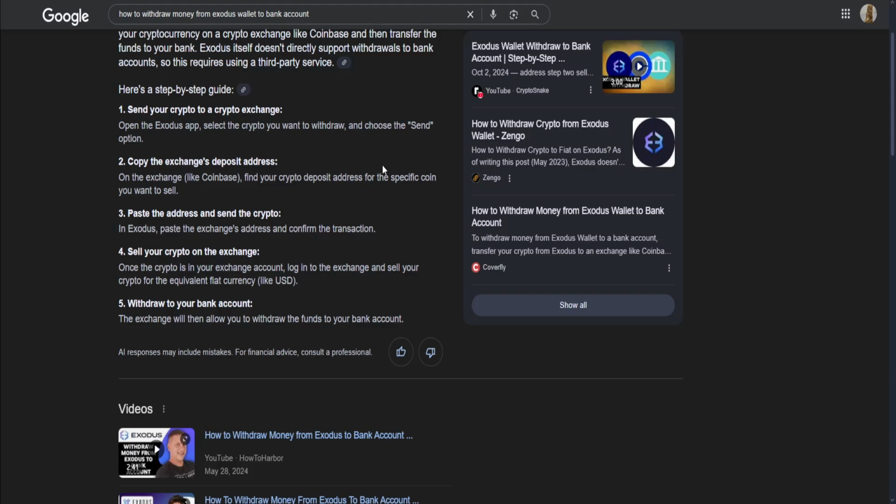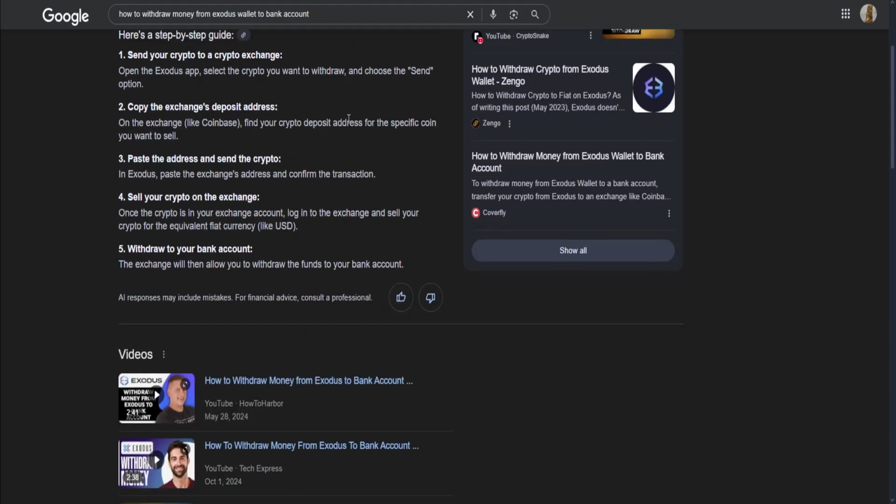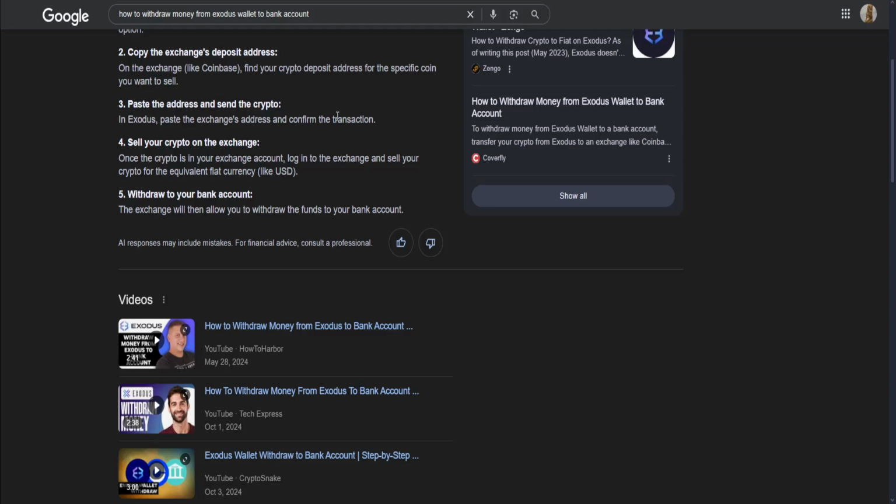So here's what you can do step by step. First, send your crypto to a crypto exchange. Open the Exodus app, select the crypto you want to withdraw, and then choose the send option. Then next is copy the exchange deposit address.